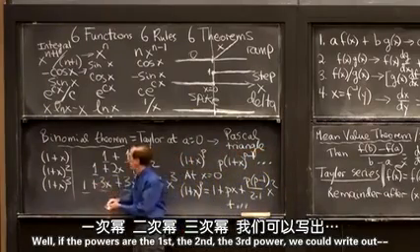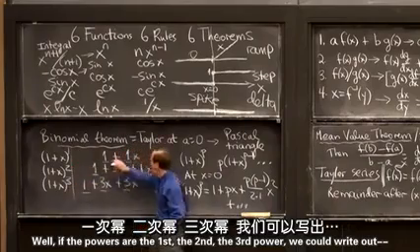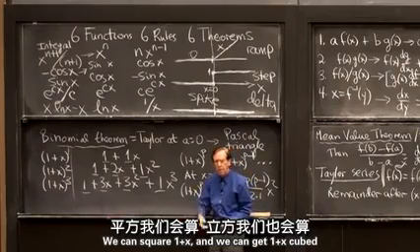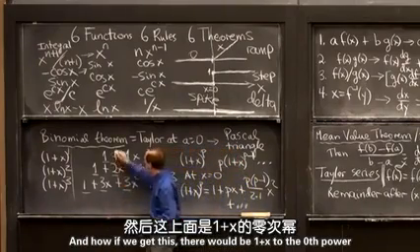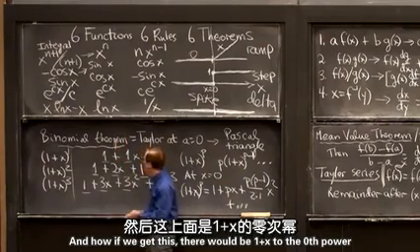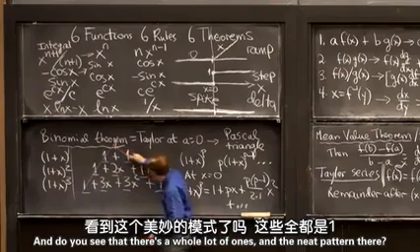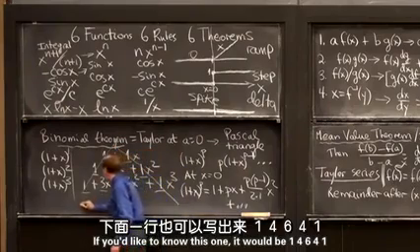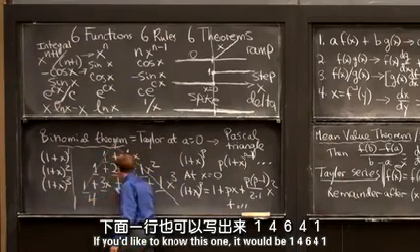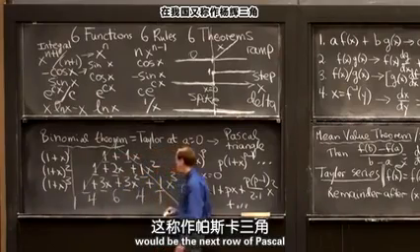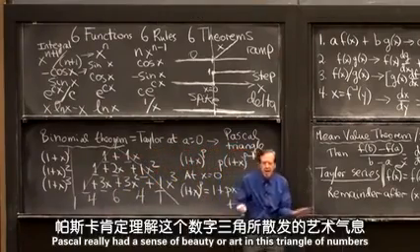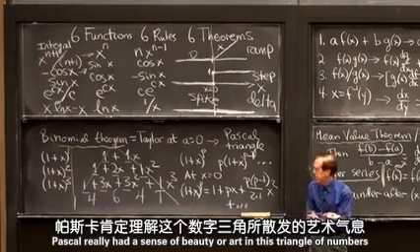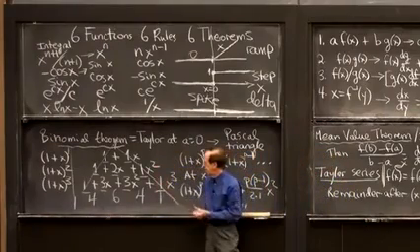Well, if the powers are the first power, the second power, the third power, we can write out. We can square 1 plus x, and we can get 1 plus x cubed. And out of it we get this, and there would be 1 plus x to the 0th power. And you see that there's a whole lot of 1s in a neat pattern there. And then there's a 2 and a 3, 3. And if you'd like to know, the next row would be 1, 4, 6, 4, 1, the next row of Pascal. Pascal really had a sense of beauty or art in this triangle of numbers.